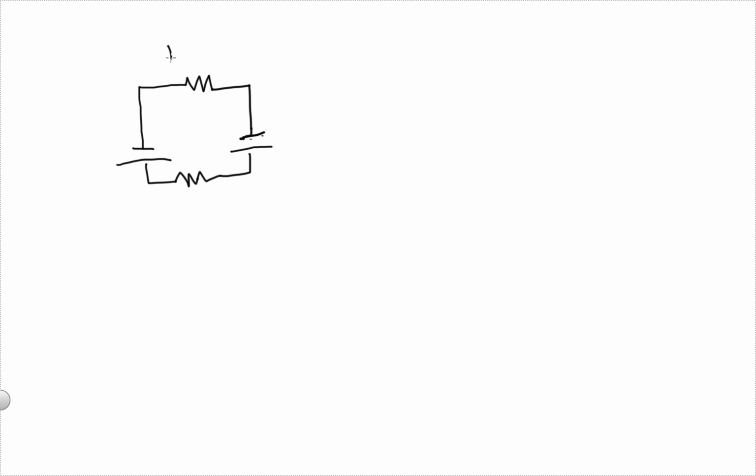We're going to call this one R1, 3 ohms. Our resistor on the bottom is R2 at 2 ohms resistance. Our first battery is putting out 150 volts. And our second battery is putting out 50 volts.